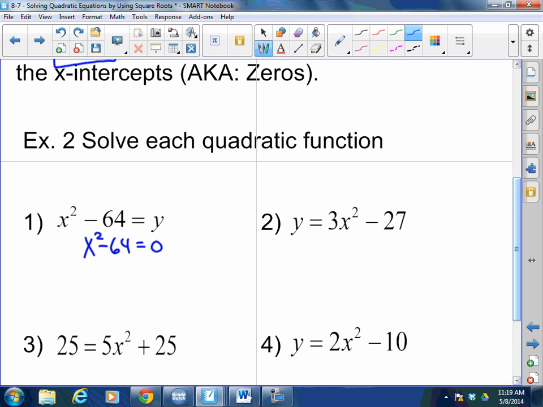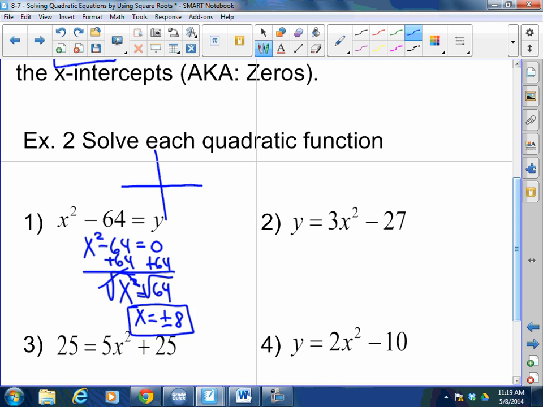Now I want to get the x alone. So I'm going to add 64 to both sides. X squared equals 64. I want to get the x alone, so I square root both sides. The square root cancels the power of 2. So x equals plus or minus 8, because 64 is a perfect square. And again, what does that mean? It means I have a y-intercept at negative 64, and I have a 0 at 8 and at negative 8, and that's the graph. Does that make sense, guys?